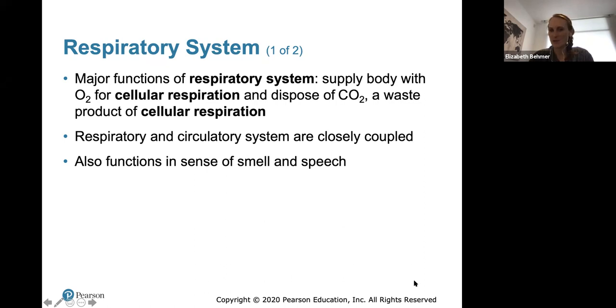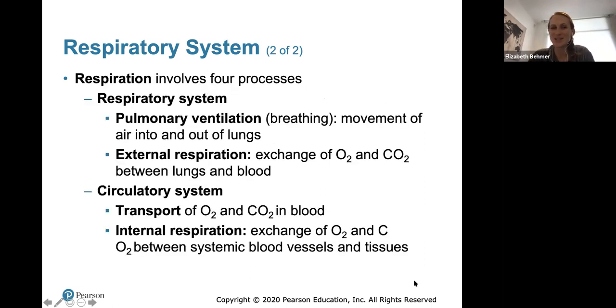So here we are. The main function of your respiratory system is to supply your body with oxygen, which is needed for cellular respiration. Cellular respiration is the way your body takes in glucose or food and turns it into energy, and we need oxygen for the last step of that process. Your respiratory system also disposes of carbon dioxide, which is a waste product of that same process. The respiratory and circulatory systems are closely coupled because the blood in our circulatory system gives us the highway for oxygen to travel down. Your respiratory system also functions in your sense of smell and speech.